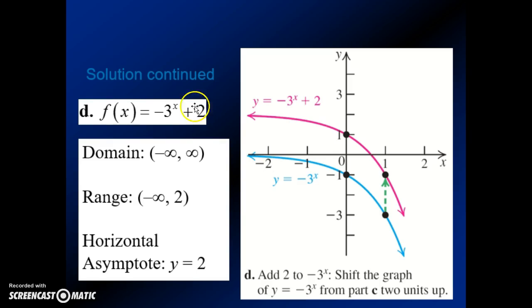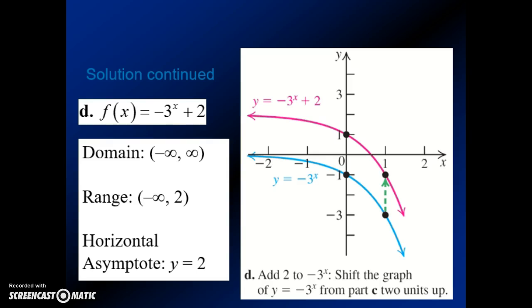In the last example here, we have that reflection over the x-axis, and it's been translated 2 units up in the plane. That's a vertical translation up in the plane. So here's negative 3 to the x, and then we lift that up 2 units in the plane. Now we have a horizontal asymptote that is y equals 2, and our range is negative infinity up to positive 2.